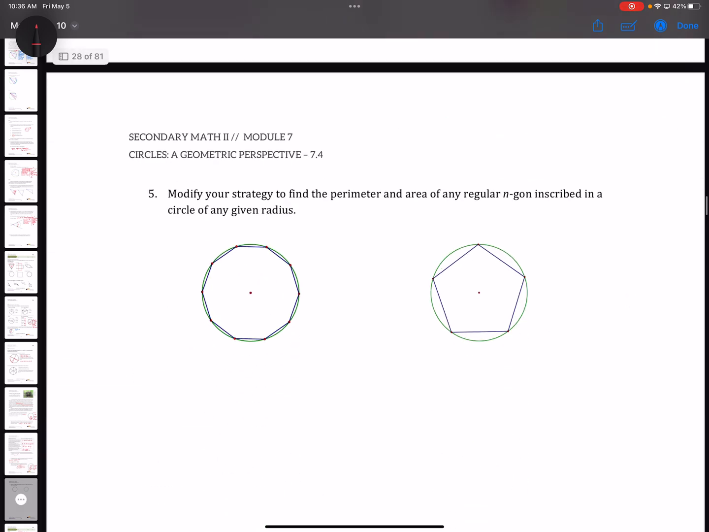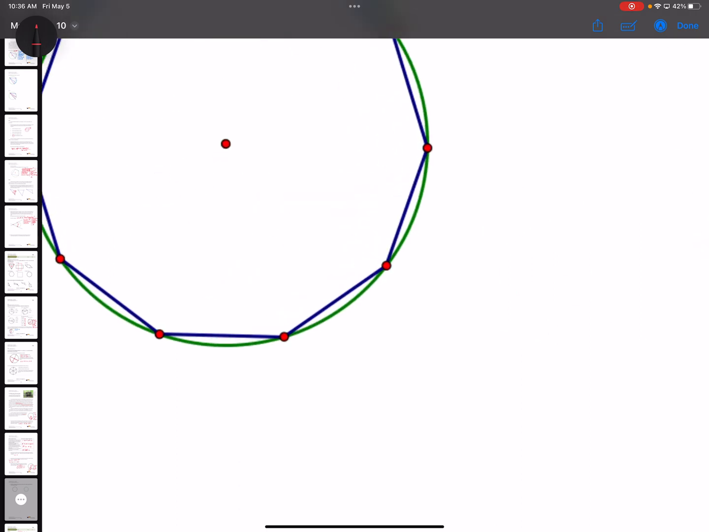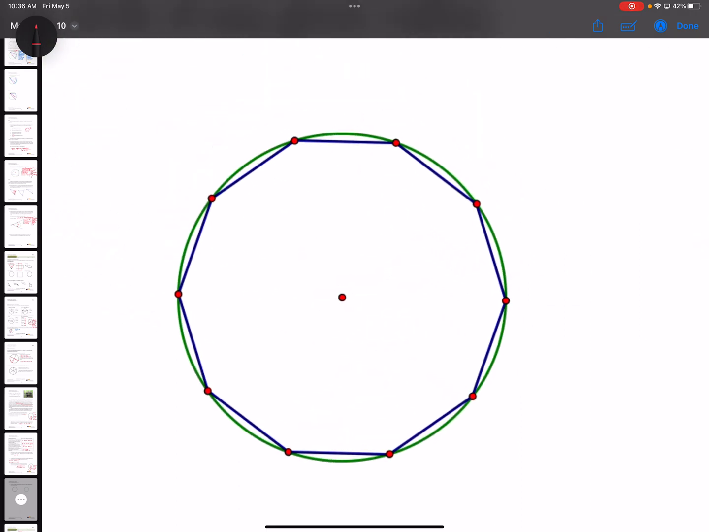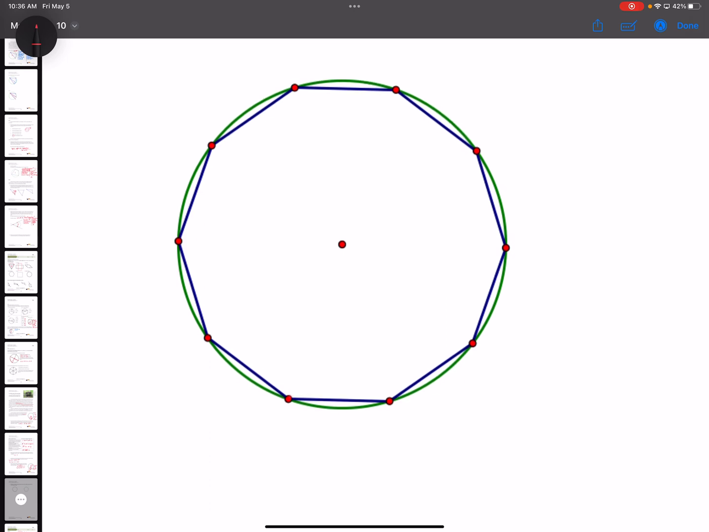So now we need to find, what if there was an n-gon, just any n-gon. We need to extrapolate this with any given radius. Okay? How many sides are there? Nope, there are n sides, Jacob. Sides equals n. Exactly. Sides equals n.